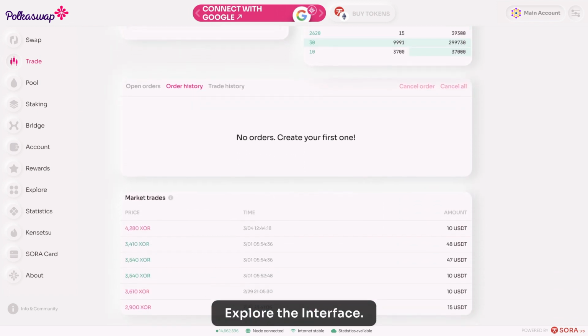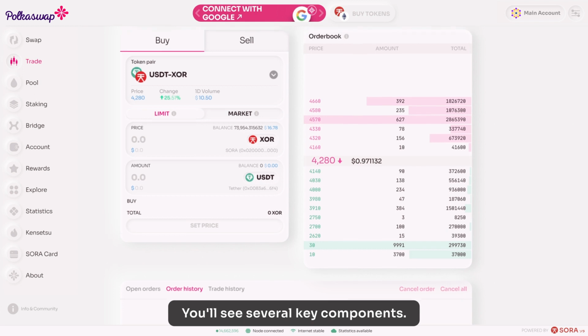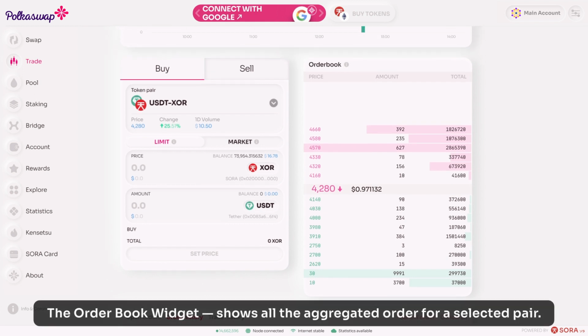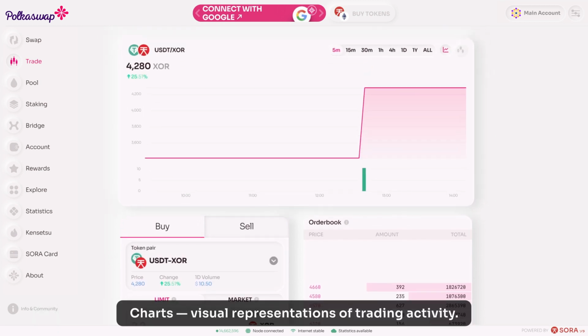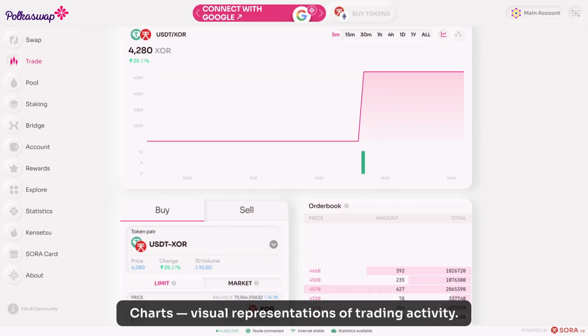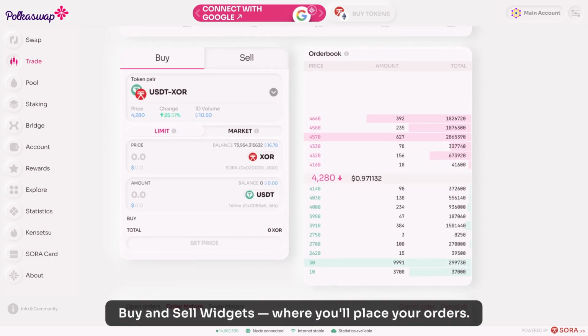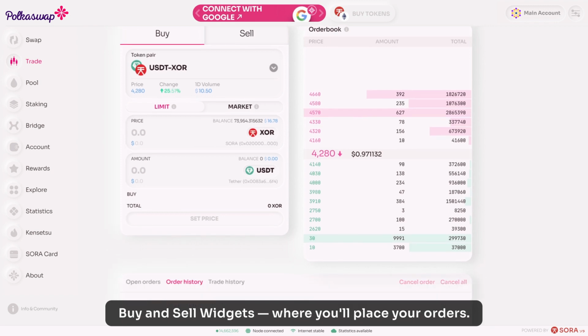Explore the interface. You'll see several key components. The order book widget shows all the aggregated orders for a selected pair. Charts, visual representations of trading activity. Buy and sell widgets, where you'll place your orders.